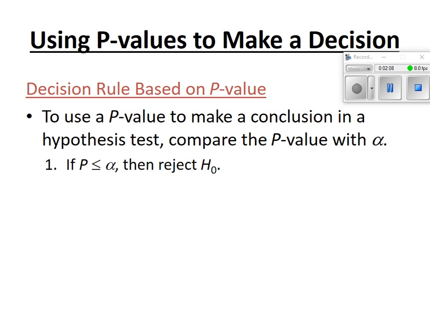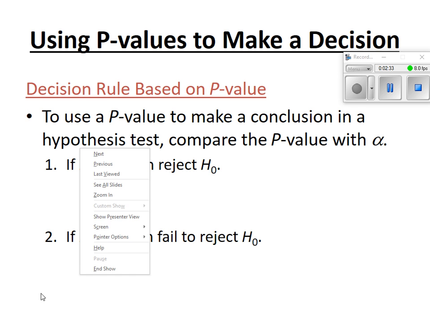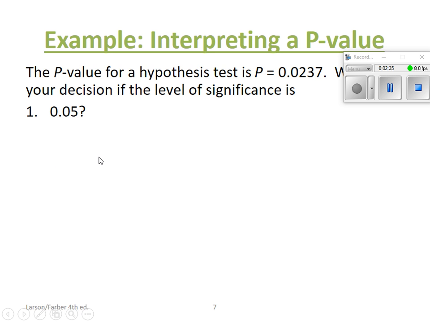P is less than or equal to alpha. P is greater than alpha. P is less than or equal to alpha, you reject the null. Greater than alpha, you fail to reject the null. Talked about that last time.